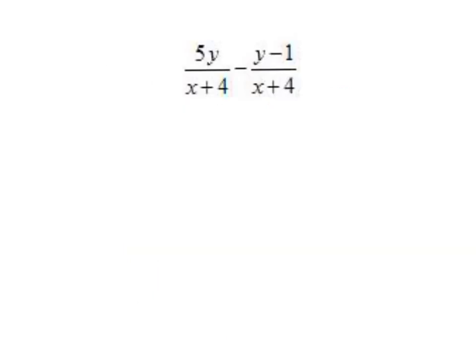Again, another really quick practice. Good news is, yes, we already have common denominators, so I'm just going to change my operation to addition while distributing a -1 through that second numerator. Now combine your like terms, get 4y plus 1 all over x plus 4, and you're all done.